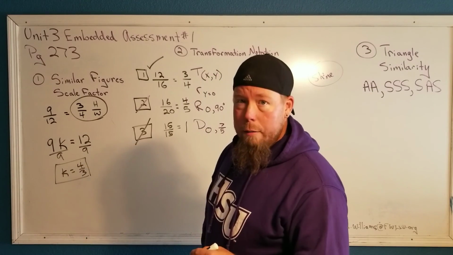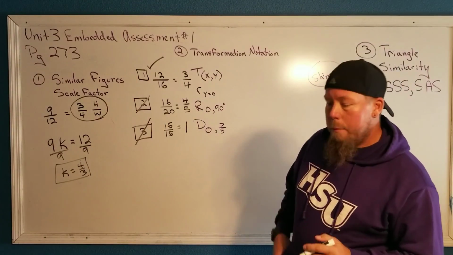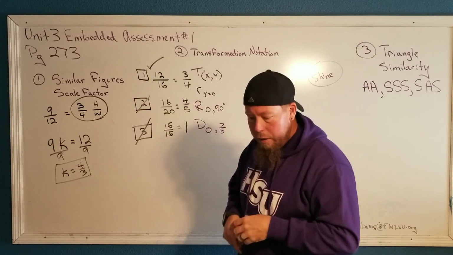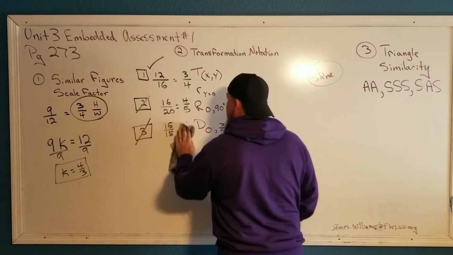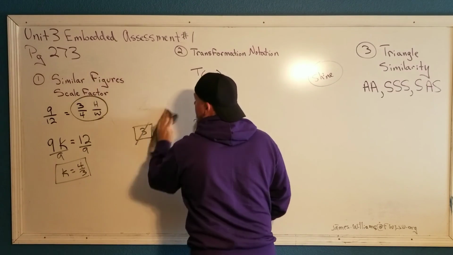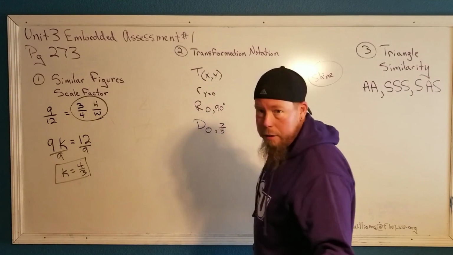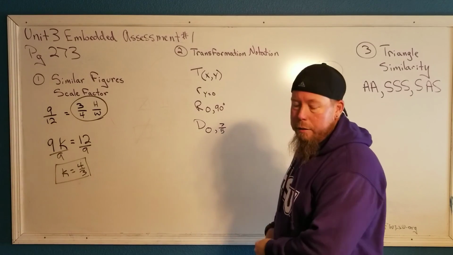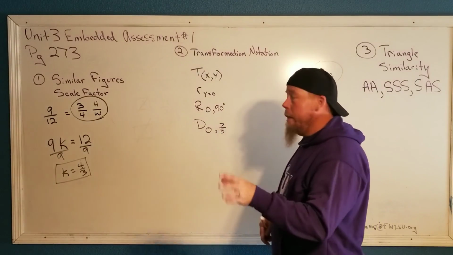Okay, question number 2. We're still talking about the monitors, only this time we're talking about transformations. They want us to describe a transformation that maps the original monitor to the new monitor on the graph they're given there. I'm erasing this a little bit because I wanted to take a moment to talk about transformations. You're going to need to know transformation notation in order to do this problem correctly, so I wanted to review the transformation notation, all right?